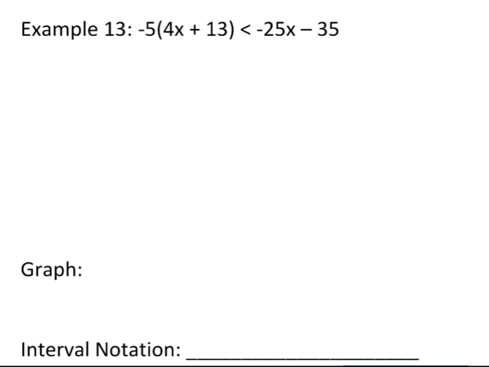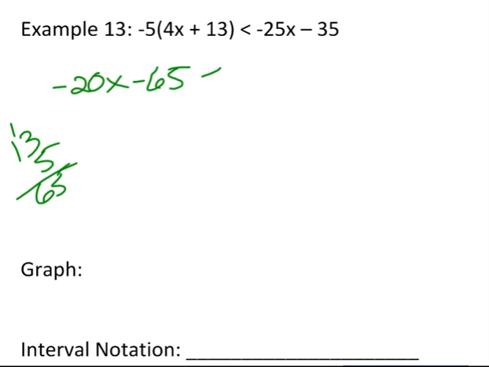Okay, example 13. First thing I have to do is distribute the negative 5. Negative 5 times 4x is negative 20x. Negative 5 times 13 is, I have no idea. Let's see if I can multiply that real quick. 65 is less than negative 25x minus 35.